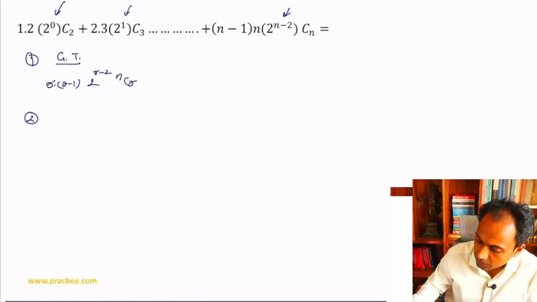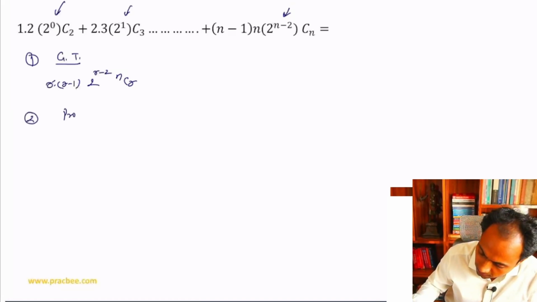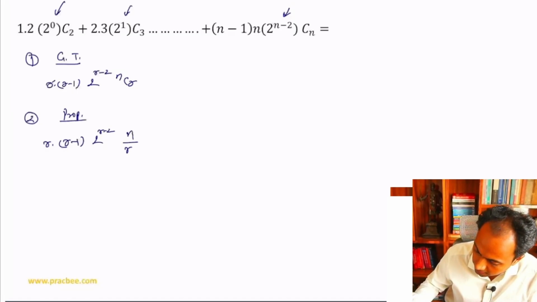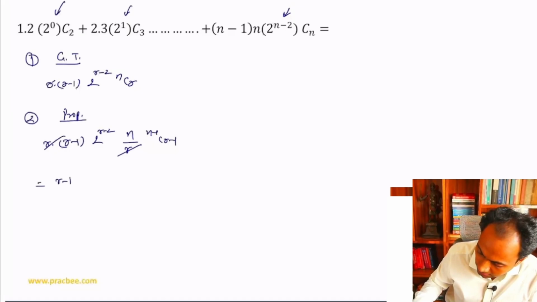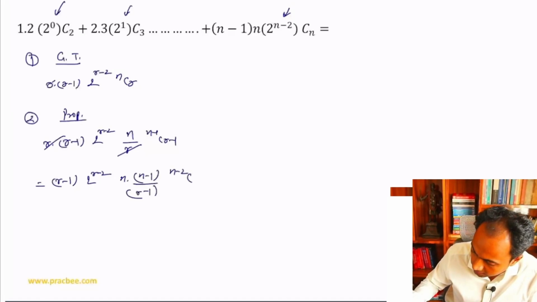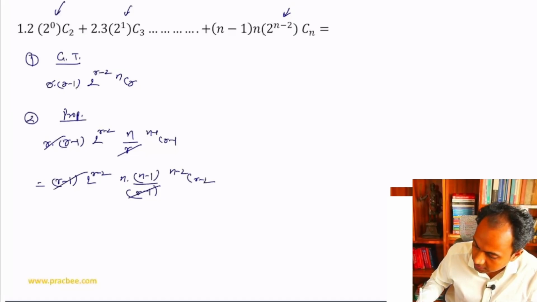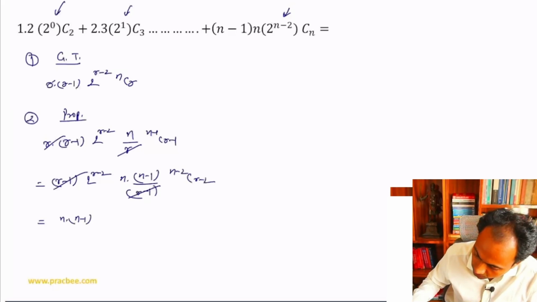Second part, now what we are going to do, we are going to apply the properties. So that is r into r minus 1. Now this will become n by r, n minus 1 c r minus 1, r gets cancelled out. We'll apply it one more time. Now this becomes n minus 1 by r minus 1, n minus 2 c r minus 2, r minus 1 gets cancelled out. And now we have got our general term, n into n minus 1, 2 raised to the power r minus 2, n minus 2 c r minus 2.